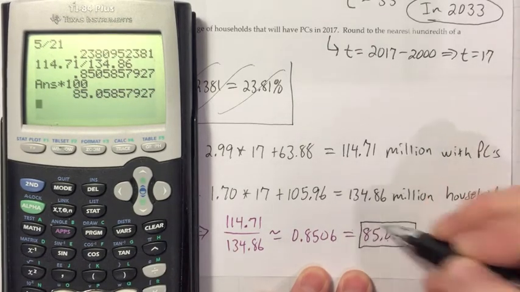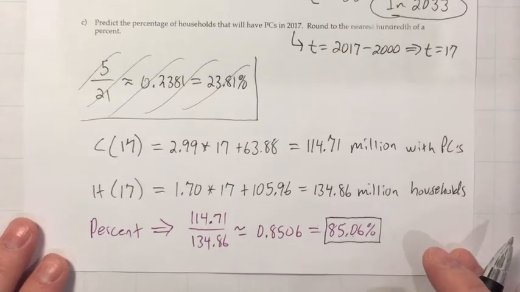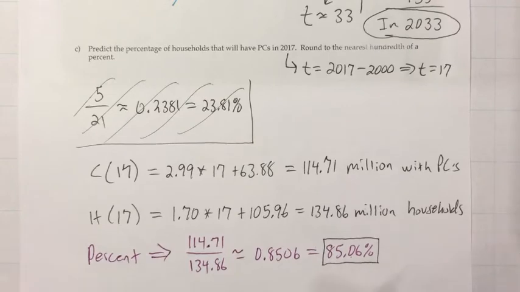When they tell you to round to the nearest hundredth of a percent, make sure you don't round to the nearest hundredth until you first get the number into that percentage form that they were asking for.